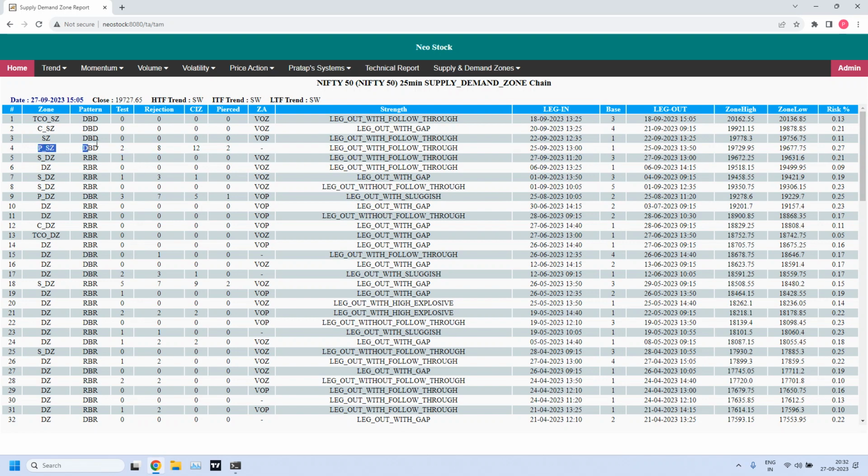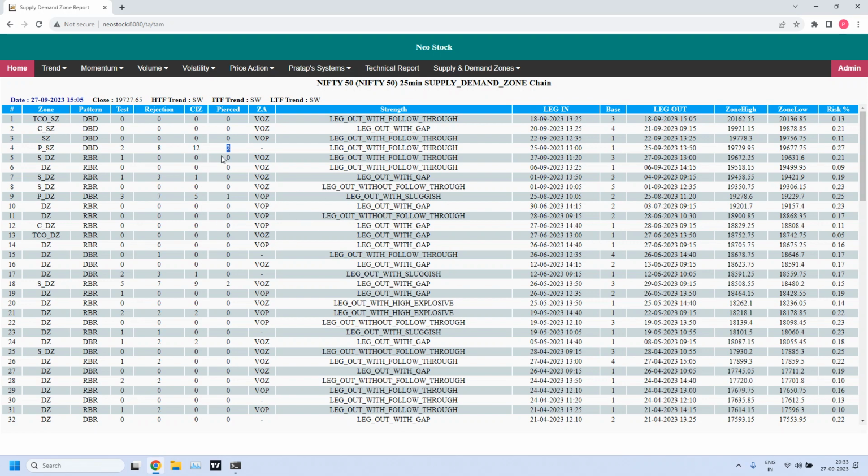But supply zone is already pierced. How many times it pierced? 2. What could be the reason? Maybe just above this supply zone, there could be a 15 minutes or 5 minutes supply zone, might be acting as a bull trap. That we know only when we look into 15 minutes and 5 minutes time frames.